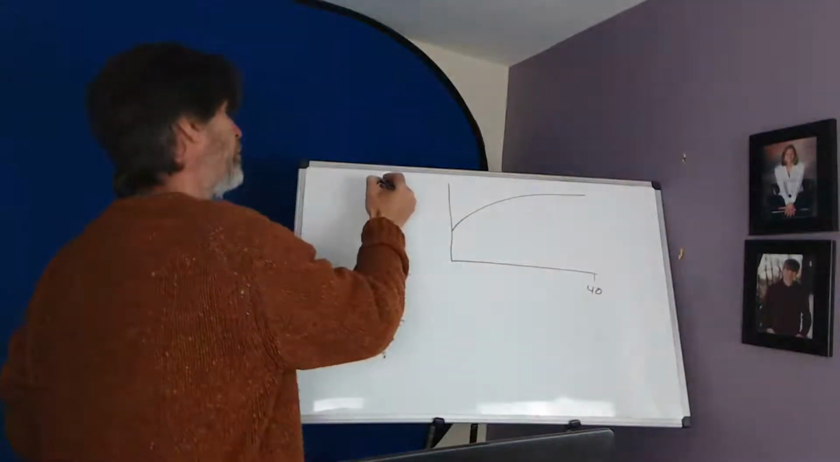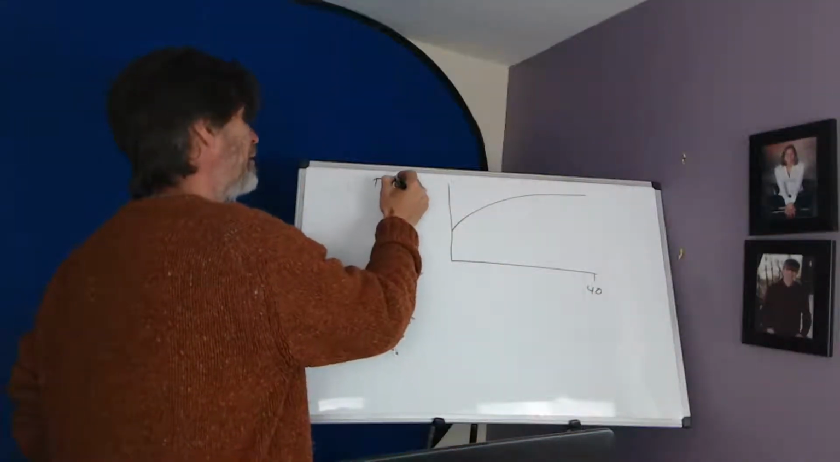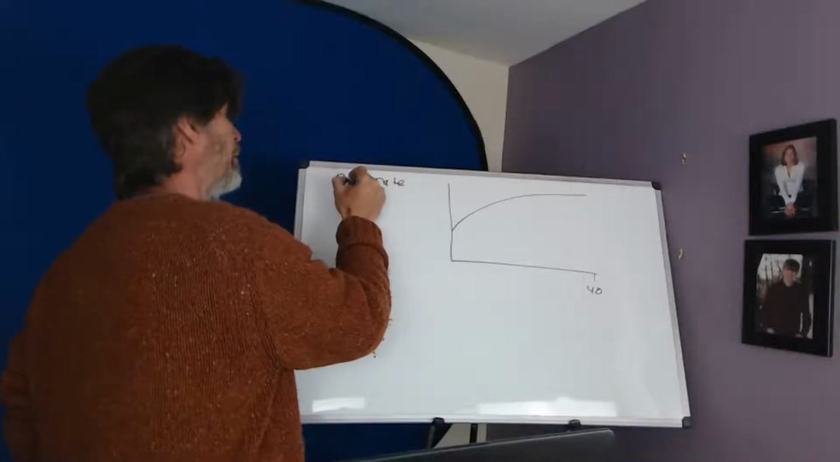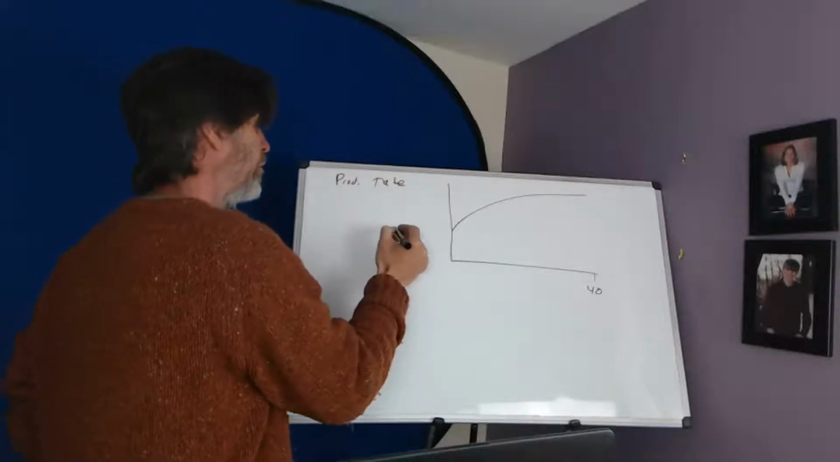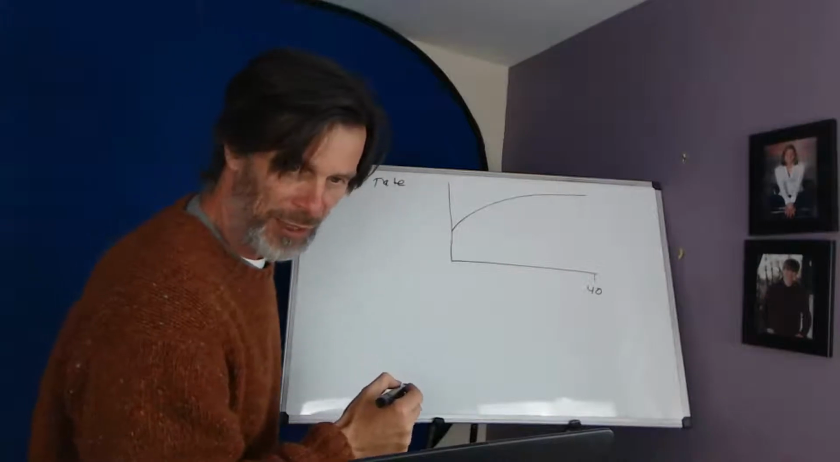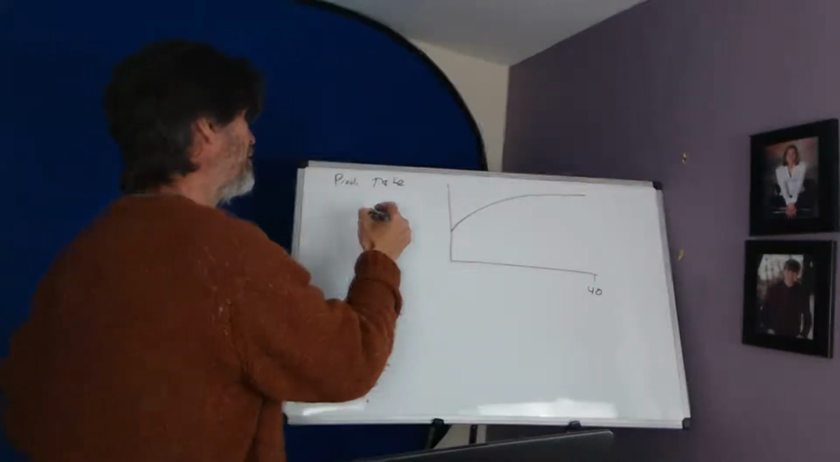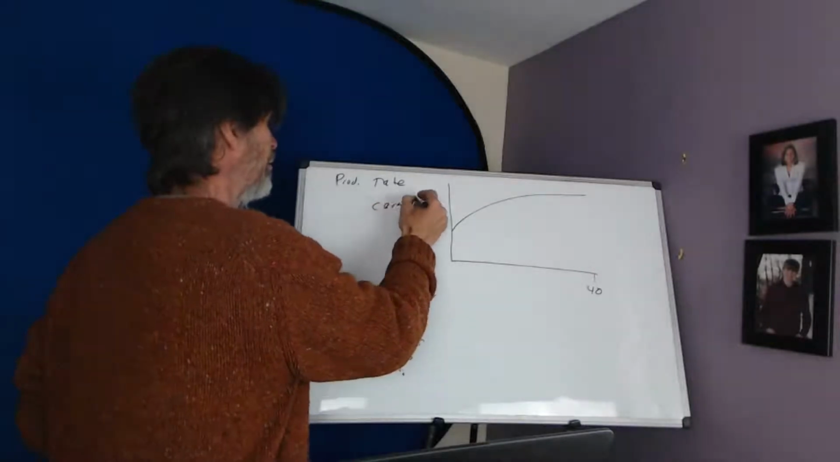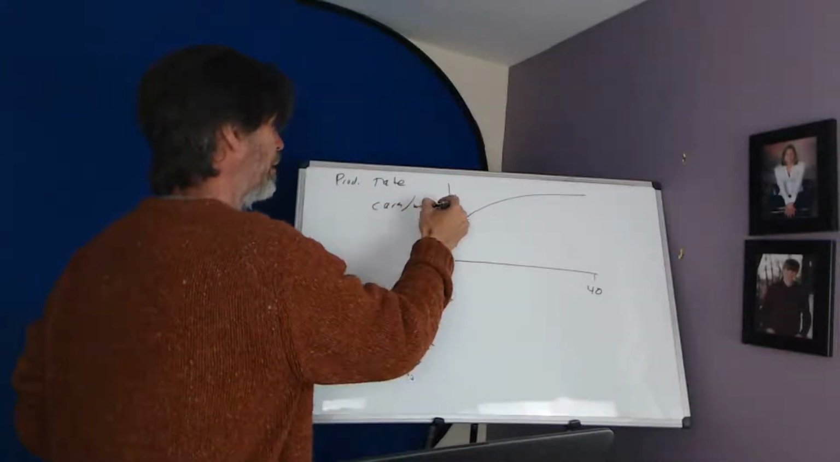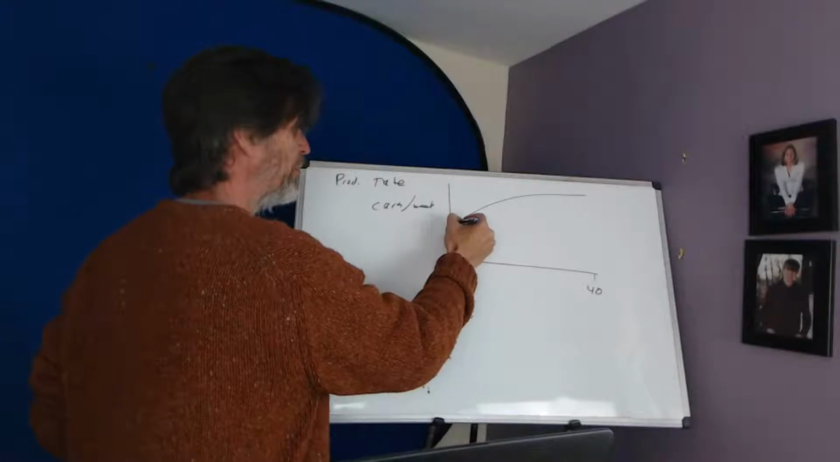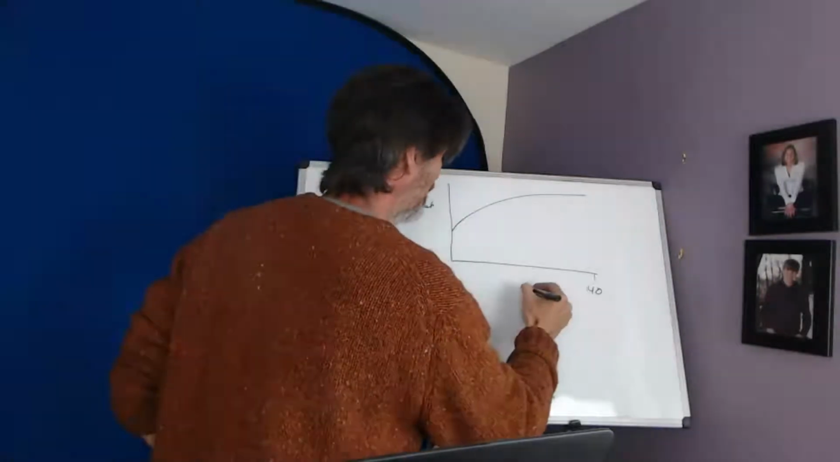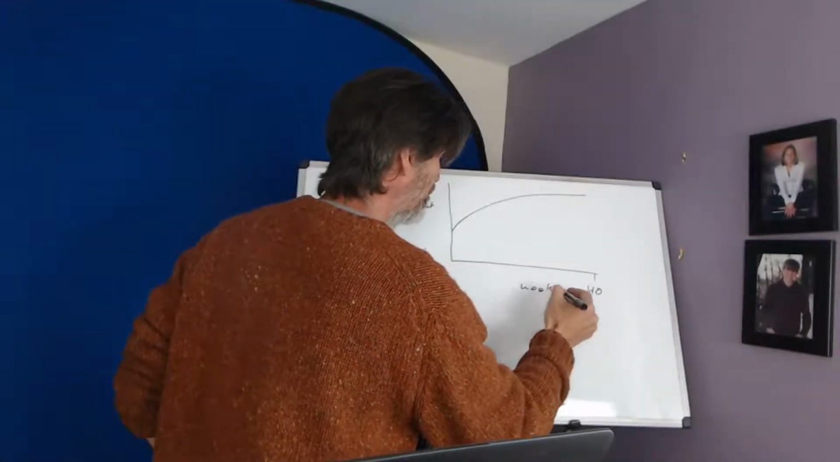So this is the production rate, and this is cars per week. It looks like at the beginning we're making 175 cars per week or so. At the very start, at the end of the first week, we're doing a little better. And then this is the number of weeks of production.